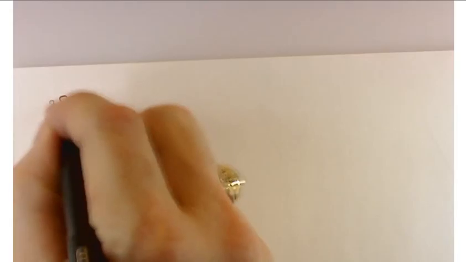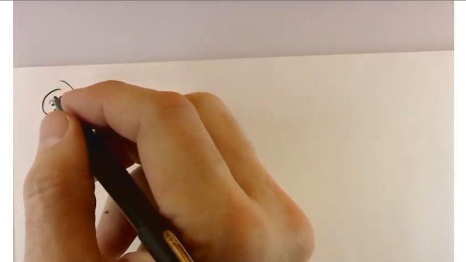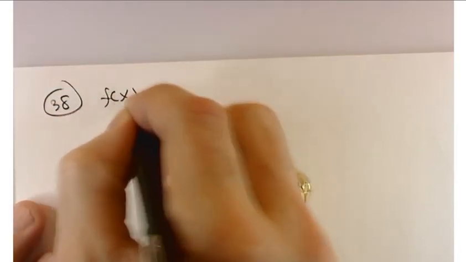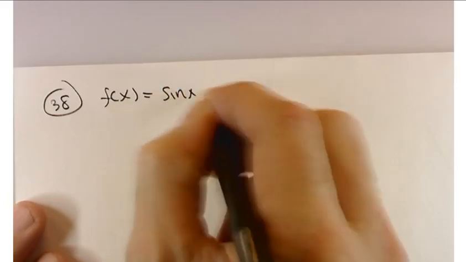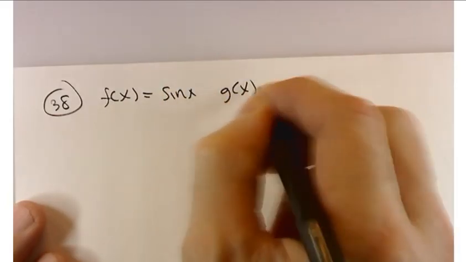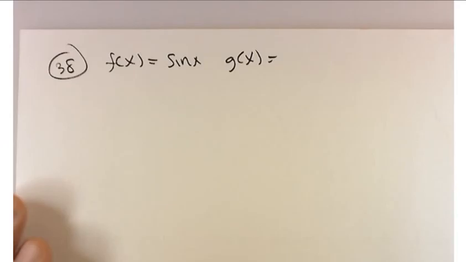More problems from section 7.1, some area problems. The first one is going to be problem number 38, area between two trigonometric curves. So our functions are f of x equals sine of x, and g of x is cosine of 2x.